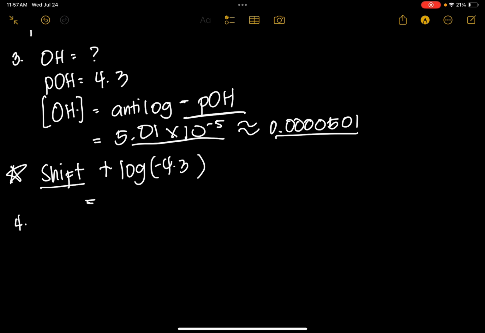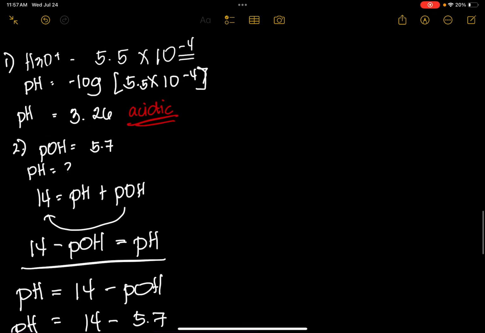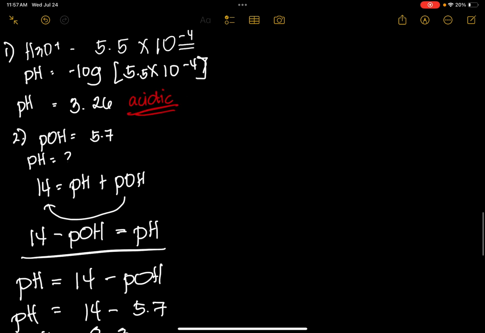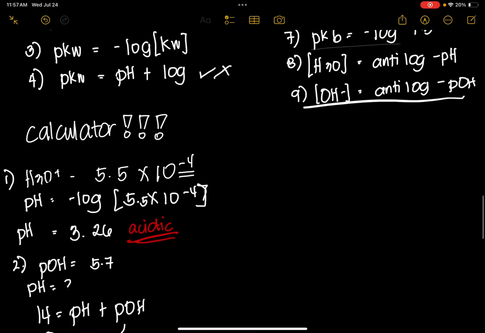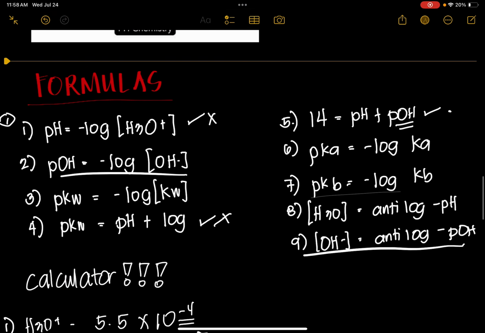Number 4. What is the pOH of the solution if the H3O positive concentration is 5.2 times 10 negative 3? So, what is asked is pOH, and the given molarity is 5.2 times 10 negative 3. So, let us go back to the formula. Ay, sorry. Not that one. We will use this one. Number 1. Yes. Wait a moment.